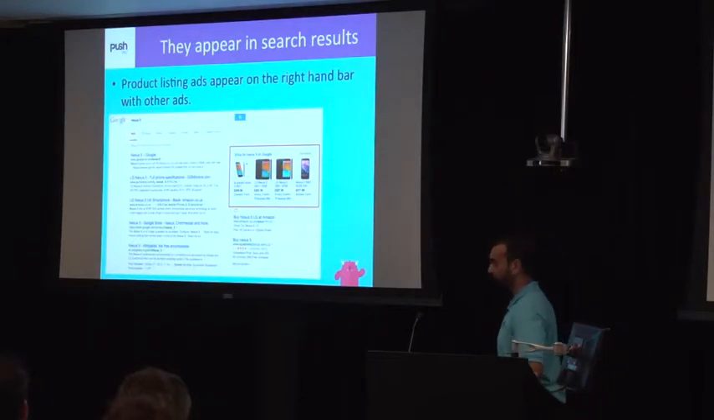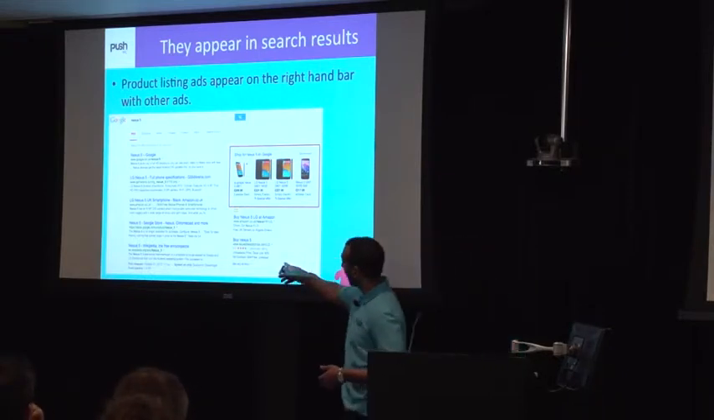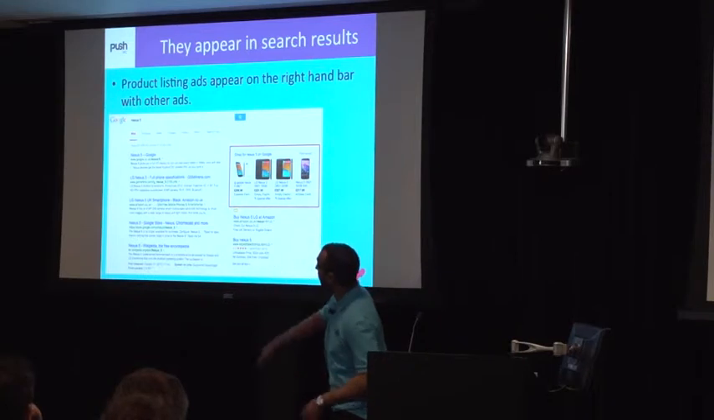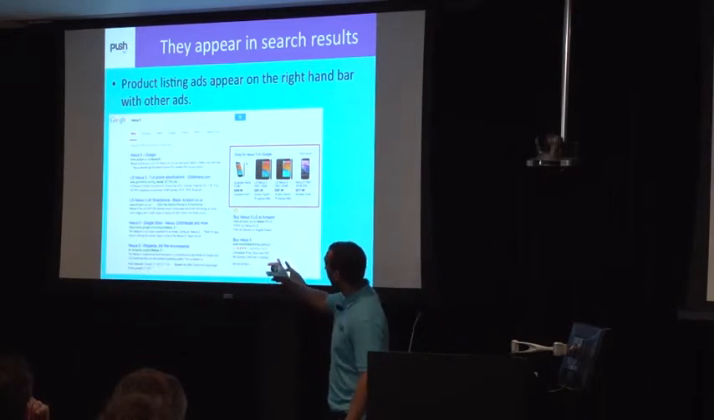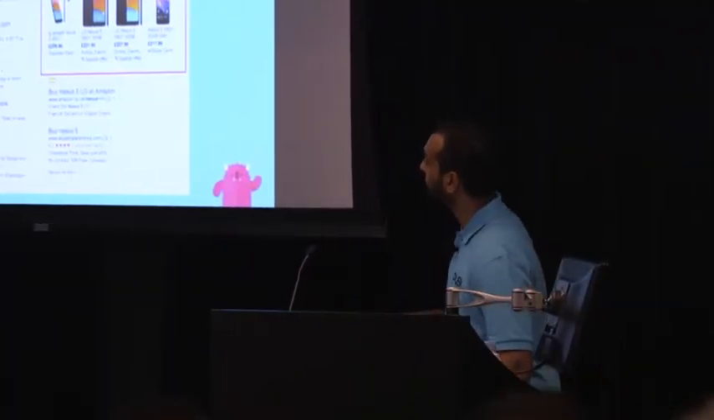Here's an example of one of the placements for Google Shopping. There's a few different placements, but this is the one which applies to us and will help us the most. So just on the bottom down here, this is a search firstly for a Nexus 5. And on the bottom right here, you've got your text-based ads. Just above in this red box, those are your Google Shopping ads.